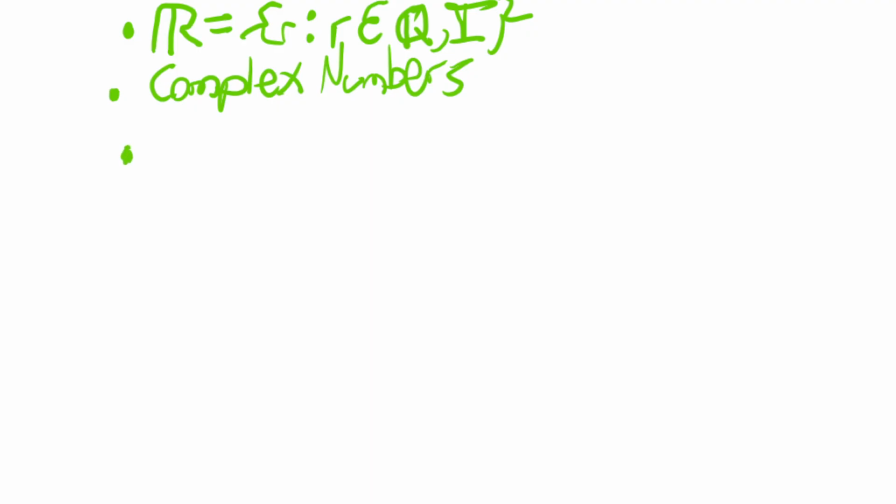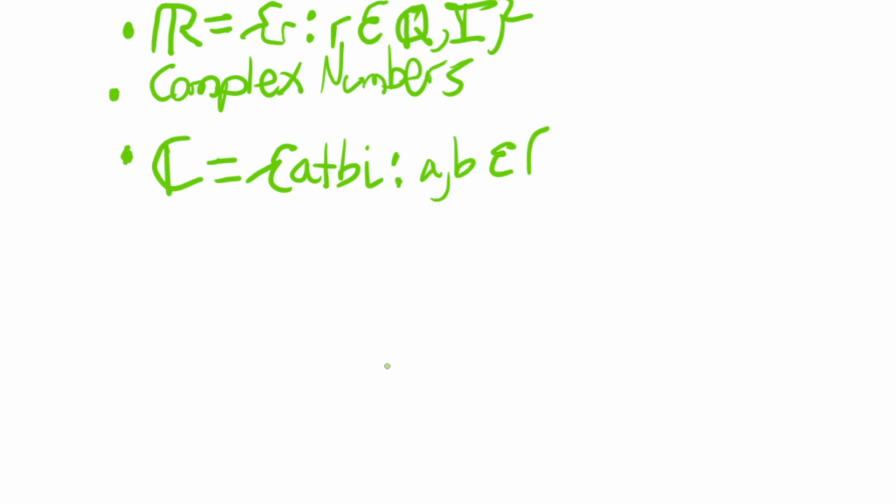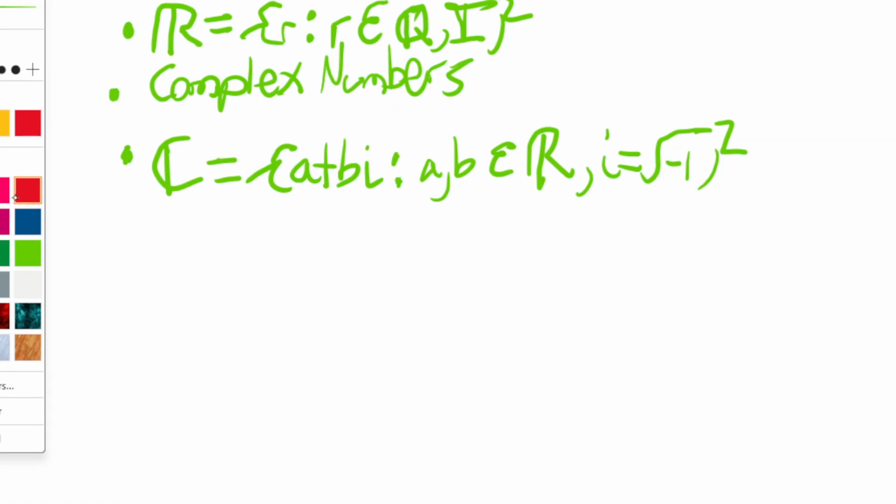And this will be represented by C. It's in the form A plus BI, where A and B are real numbers, and I equals square root of -1. Okay, so that is it for the short description of sets.